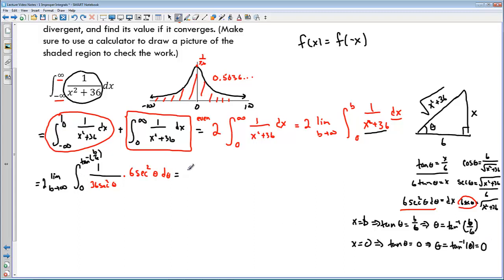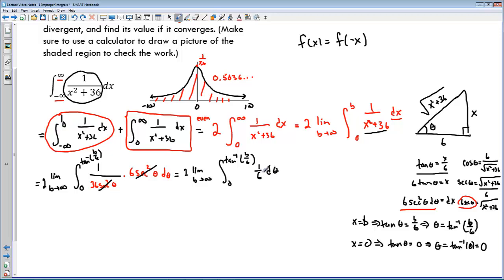And so what is this equal to now? So this is equal to 2 times, keep a limit on there, so limit as b goes to infinity, and then the integral from 0 to tan inverse of b over 6. And then the secant squared business down here is going to cancel off that secant squared business up there. And then one of these 6's is going to cancel with one of those 6's. So I'm going to just basically get a 1/6 back d theta. So everything's going to cancel except for 6 over 36.